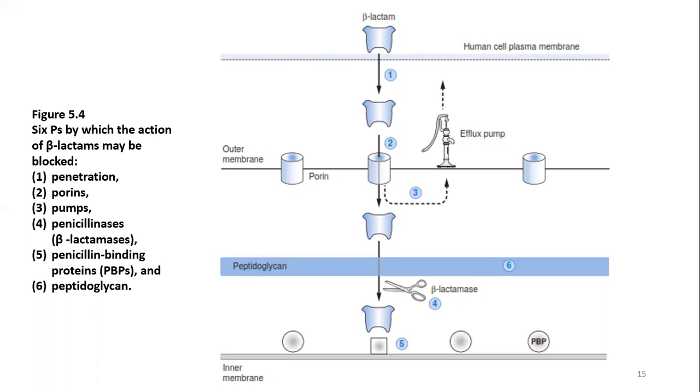Rickettsia and Legionella, these two types of microorganisms show resistance to penicillin V and penicillin G, and that resistance is in the form of penetration, because Rickettsia are intracellular microorganisms. They have to enter our cell and reproduce just like viruses. So when they enter our cell, the penicillin cannot enter our cell, and after that they show resistance to it.